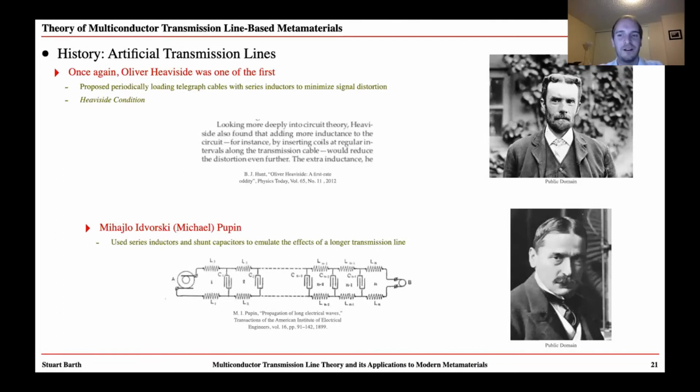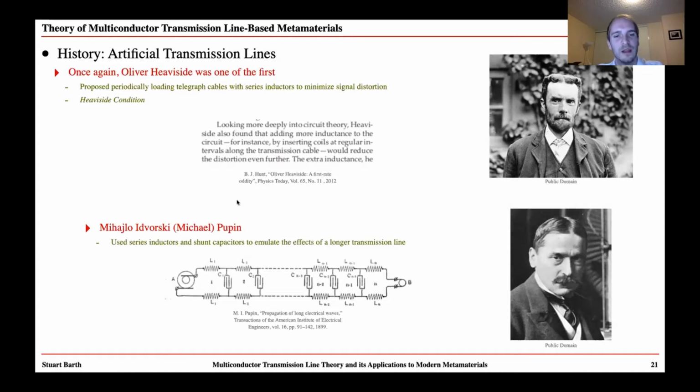Now, a subclass of artificial media would be artificial transmission lines. And once again, we find that Oliver Heaviside was one of the first to investigate this field. What he proposed was that we know from our Heaviside condition that these transmission lines can be created to be dispersionless if there's a specific relationship between the transmission line properties: per unit length inductance, resistance, conductance, and capacitance. To meet that condition, he proposed homogenizing transmission lines with a higher inductance by inserting periodic loading series inductors. Unfortunately, I wasn't able to find an original reference for that, but I think that's pretty well known in the literature.